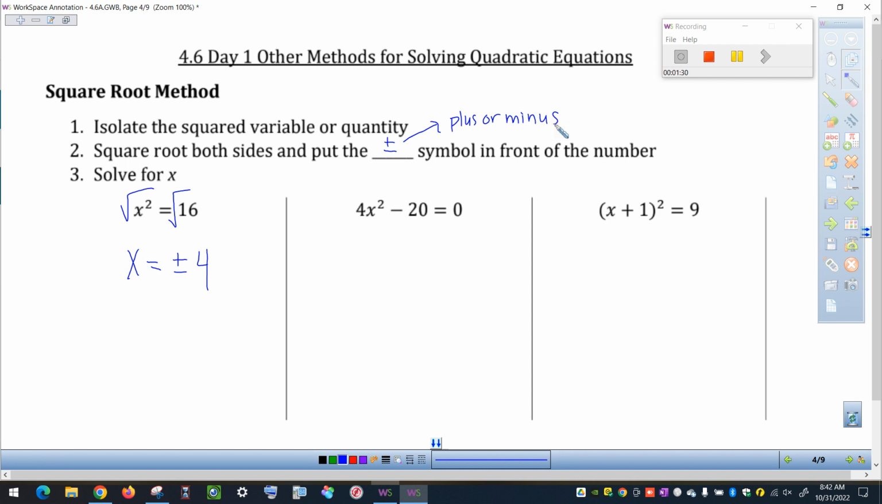So that's really the quickest, fastest way to represent that we have 2 different answers here, both positive 4 and negative 4. Now, if you think about checking it in the equation, 4 squared is 16, so that works. Negative 4 squared means negative 4 times negative 4, so that's also 16, so that's why we have these 2 answers.